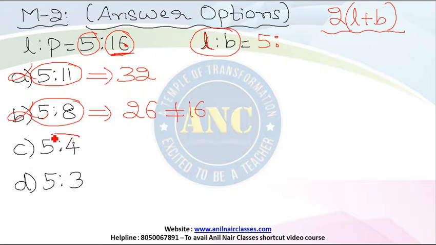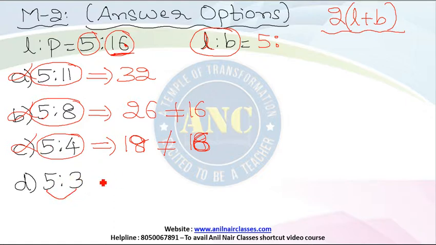Ruled out. 5 plus 4 is 9. Double of 9 is 18. It is not equal to 16. Right? Double of 9 is 18. Not equal to 16. This also is ruled out. Out of 4 options, if 3 are incorrect, only one should be correct. 5 plus 3 is 8. Double of 8 is 16. 16 is equal to 16, which is given in the question. Therefore, that should be the correct answer.